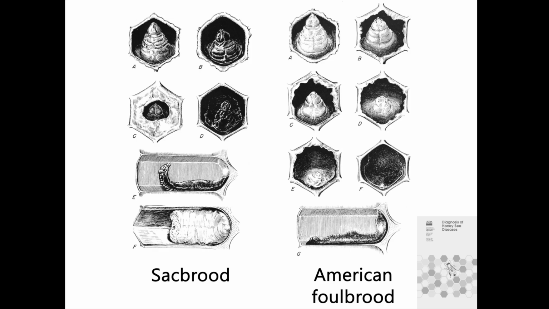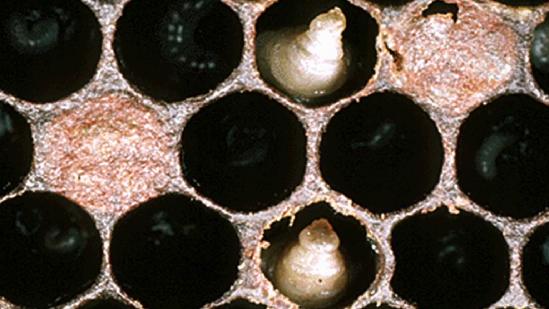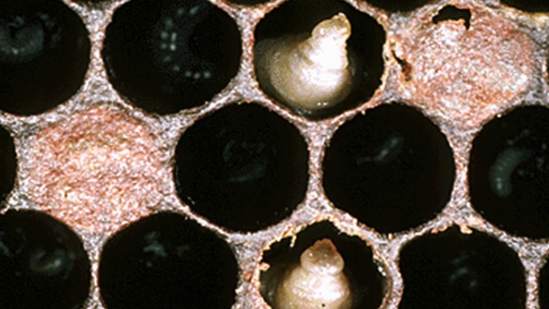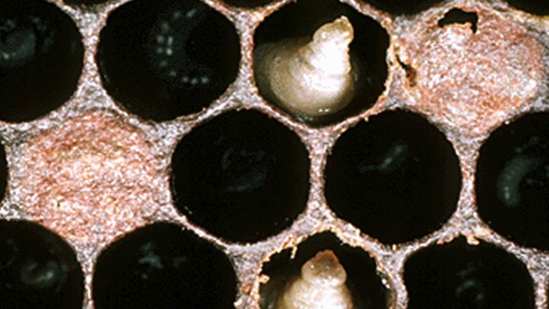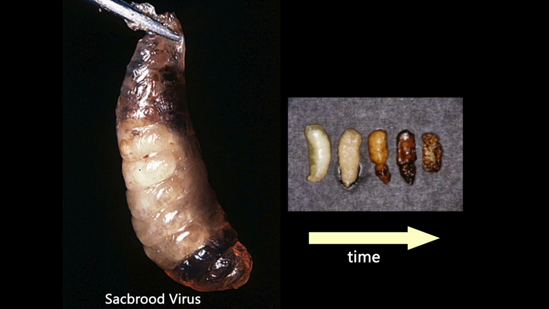The thing about it is, unlike American foul brood, when it dies, it's just a watery sac. So here it is. You can see it's also typically white. And oftentimes you'll see a frame with all sorts of uncapped sac brood larvae. It's caused by a virus, not a bacteria. The outer sac of the larva is intact, it's just full of fluid, so if you puncture it, it just kind of leaks.